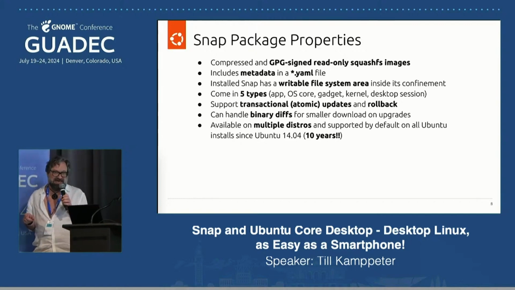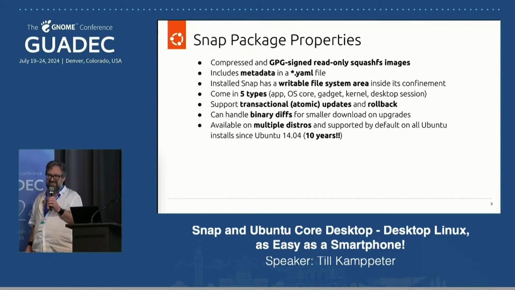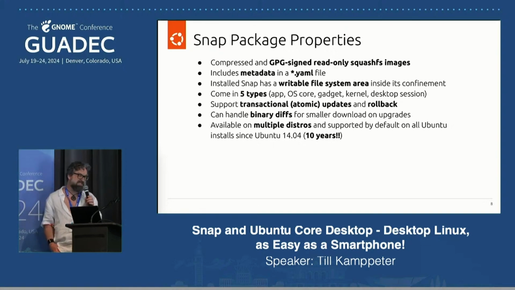The updates are atomic updates. The Snap is always updated as a whole, as the file system is immutable. The whole file system is replaced by a new one. And to accelerate the updates, the Snap Store provides binary diffs, so that only deltas are downloaded and not always the whole Snap. And this works on many distros, and it exists already for 10 years.